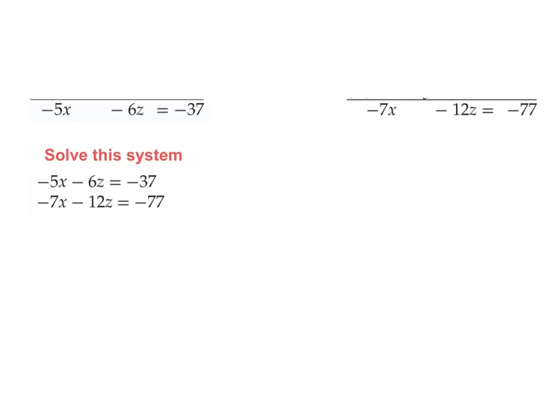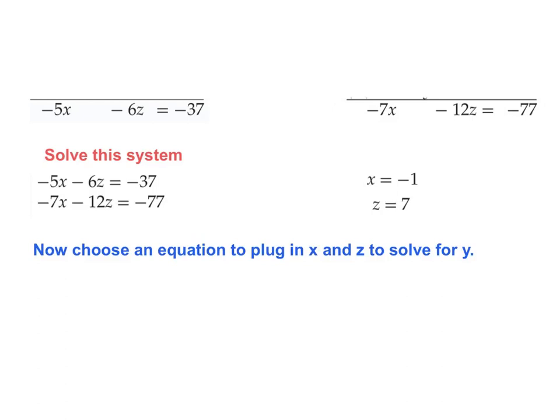What you should have gotten for x and z is x equals -1, z equals 7. Raise your hand if you got that. Okay, that's good. So once you've done that, all we have to do is find y. From there, it's just a matter of plugging those 2 variables that you found into one of the original equations, and then you can solve for that missing 3rd variable. Okay, and that's what this says.